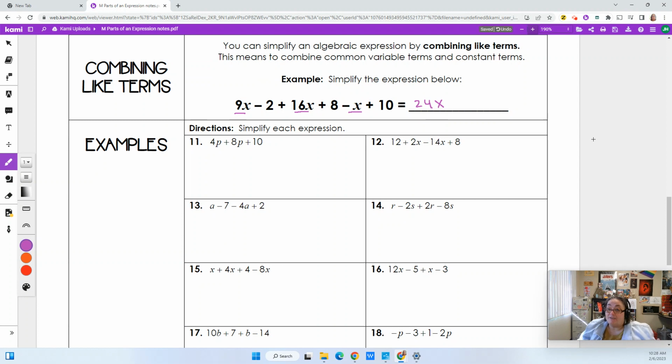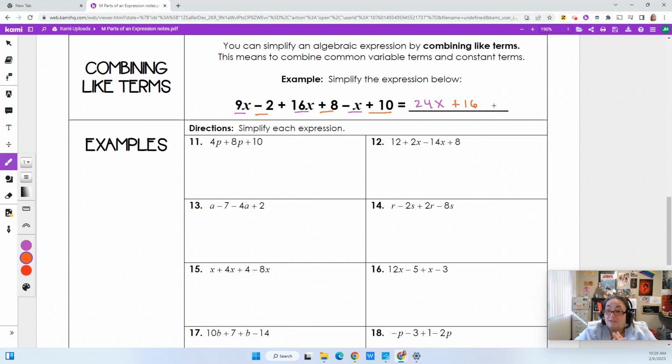And then we can take all of our constant terms and combine those. So our constant terms, remember, are just the numbers that don't have any variable. So we could take all of those terms, which are minus 2 plus 8 plus 10. And we can add or subtract those together depending on what it's asking for. So we have minus 2 plus 8, well, that's 6. Plus 10 more, that would be plus 16. And we have simplified that expression, right? It's the same thing. They have the same value. We just made it a much shorter statement, right? We only have 24x plus 16. And so we're going to do some examples where we're combining our like terms, right?